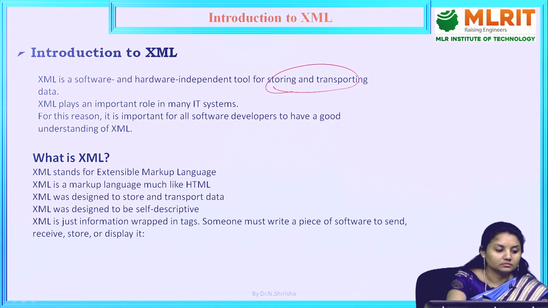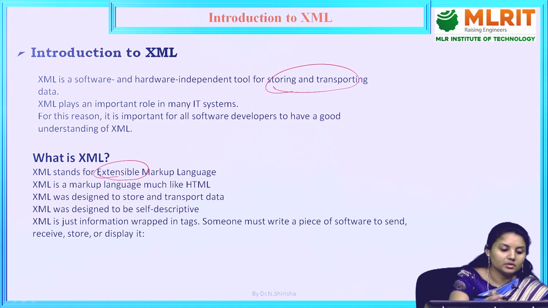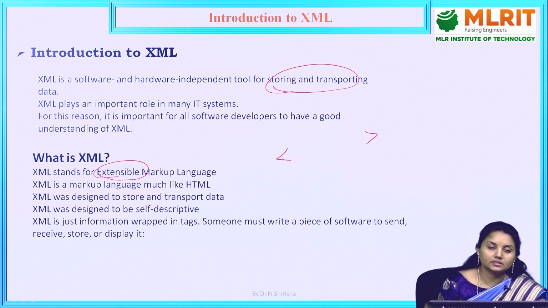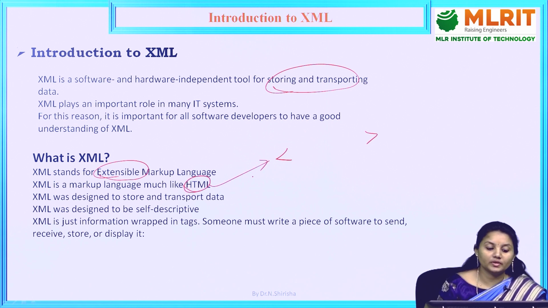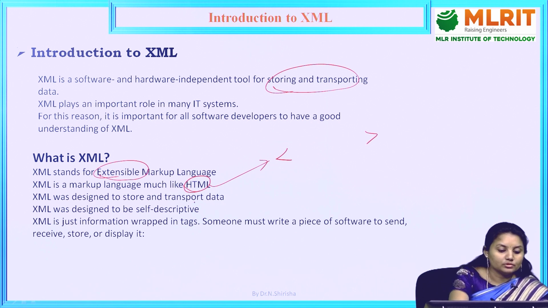What is XML? You call it Extensible Markup Language. Here also you use tags, that is why it is called a markup language. Wherever you are using tags, that is called a markup language. HTML is also known as a markup language because throughout HTML we have used tags. XML is designed to store and transport data.